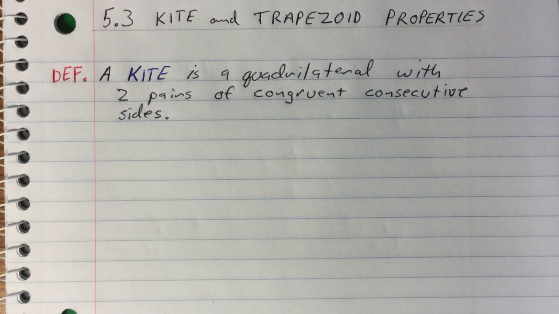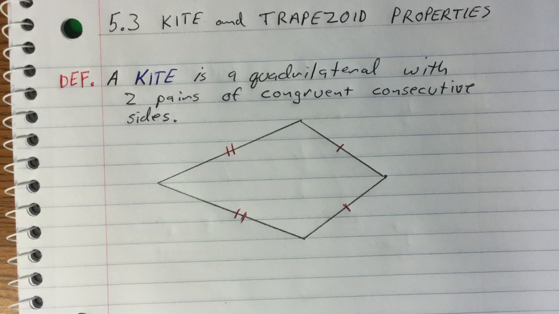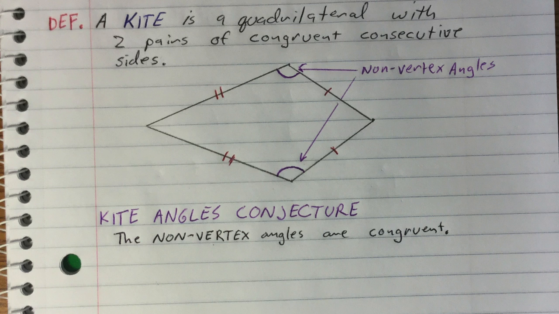The definition of a kite in geometry class is a quadrilateral with two pairs of congruent consecutive sides. In other words, the sides are next to each other, the ones that are congruent. Now, some of the conjectures that you should have discovered today. The first one, the kite angles conjecture, says that the non-vertex angles are congruent.